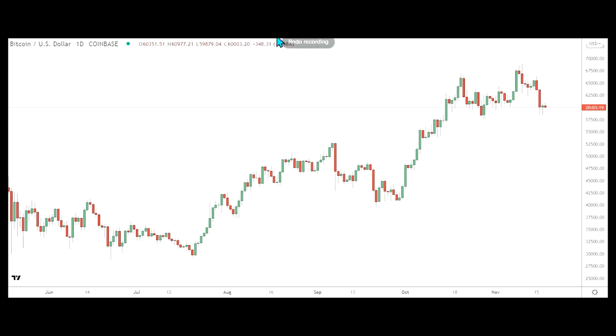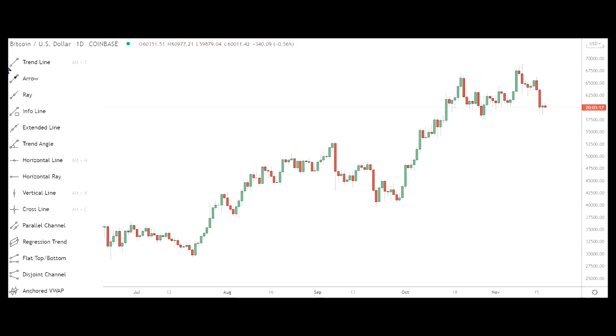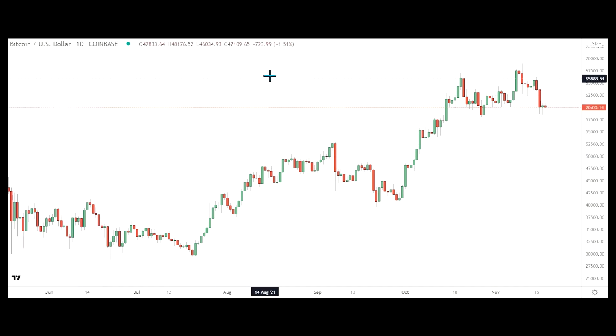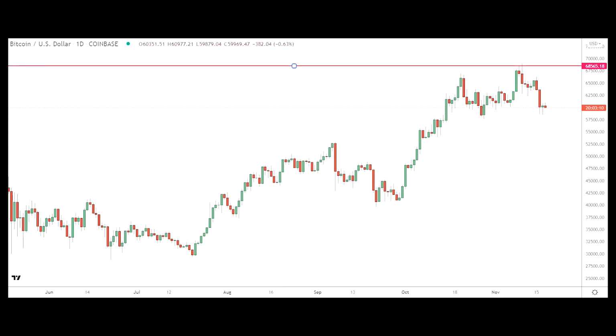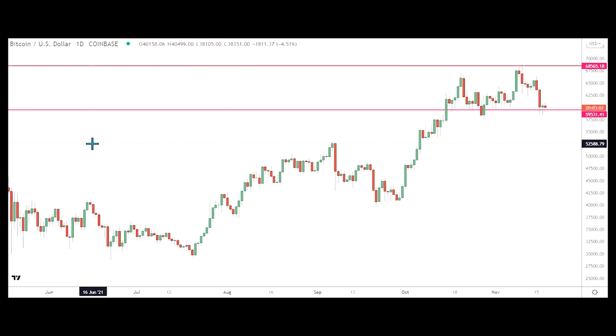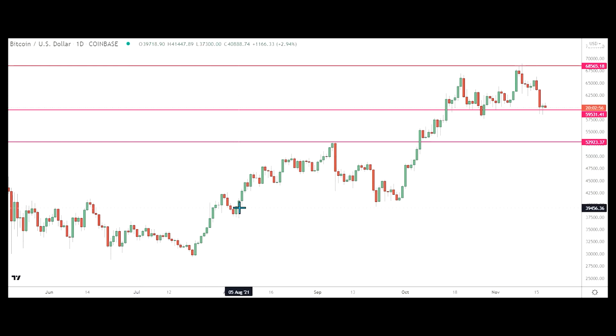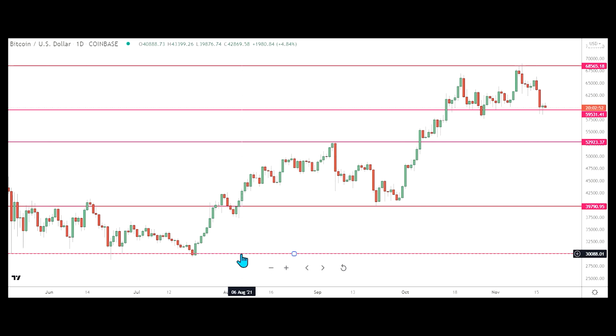So first of all, I'm going to draw the support and resistance levels. So let's see here. There is a resistance level right here. And then there is a support level right here. And there is one approximately right here. And then right here. And then right here.